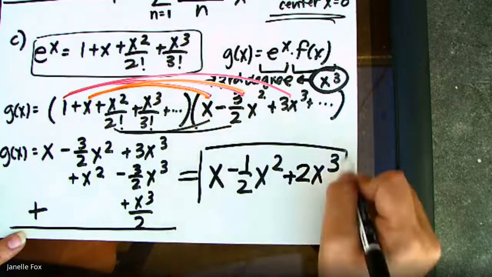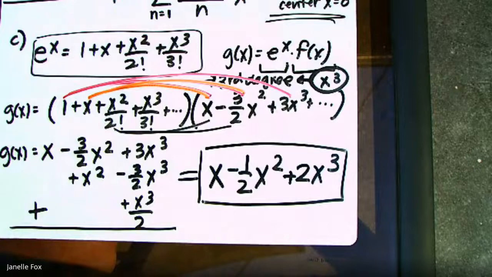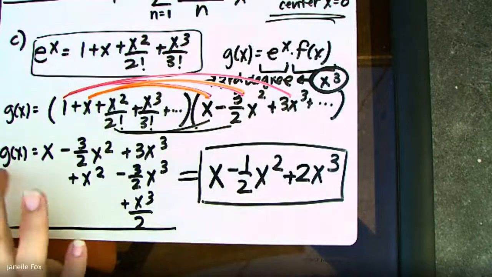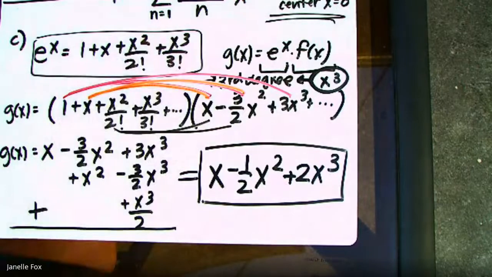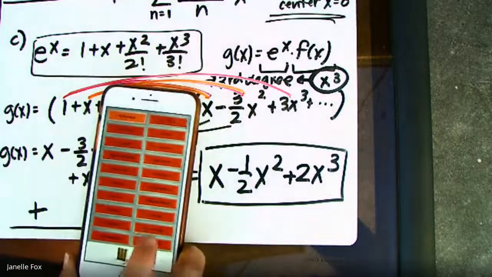And ladies and gentlemen, that is the third degree polynomial for g of x, where we have to multiply those two series together. That's it, guys. Nice work. We did it.